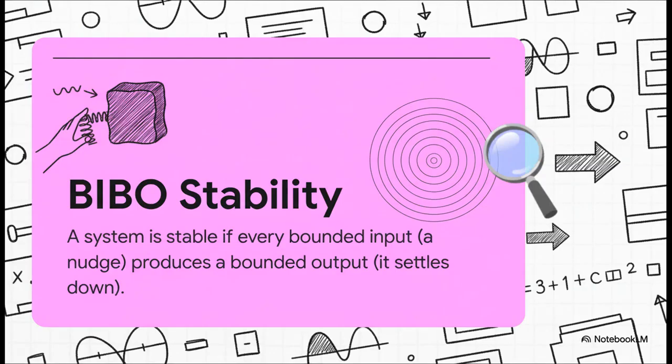Now, the formal term for this is Bounded Input, Bounded Output Stability, or BIBO. But it's a really intuitive idea. A system is stable if any reasonably small input, let's just call it a nudge, produces a response that is also small and limited. The system might wobble for a second, but it doesn't spin out of control. It always settles back down.